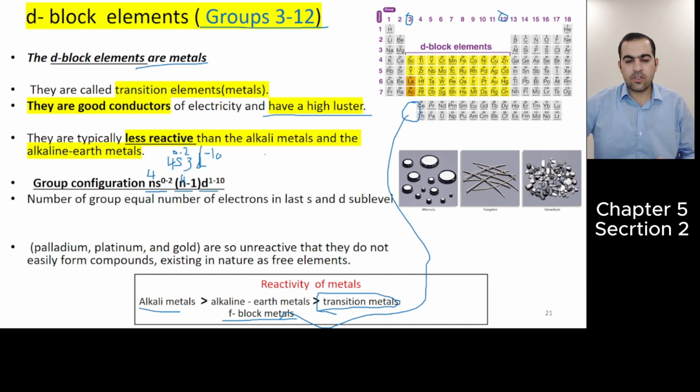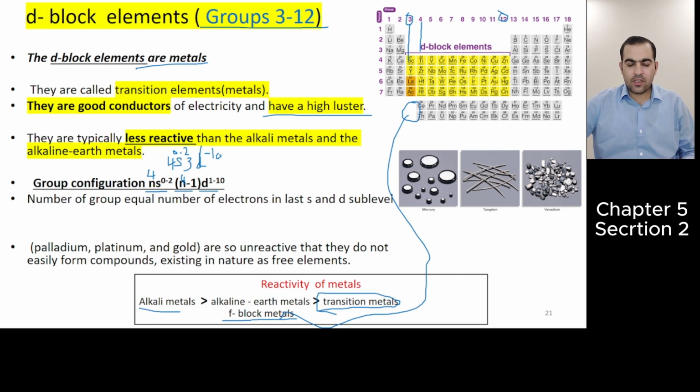Because we're writing generally for 10 groups. It's going to be difficult to write a configuration for each group. Instead, we are going to write a general configuration for all groups. It's going to be like that.